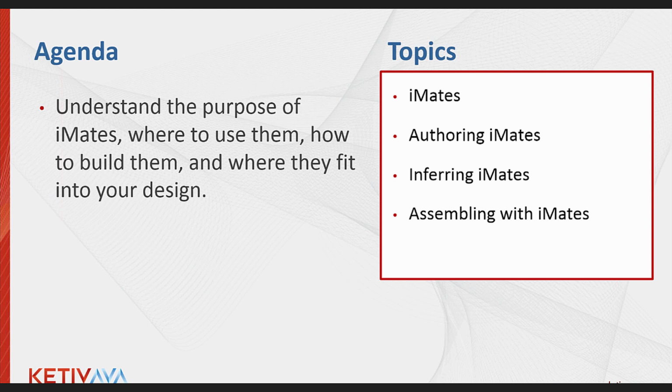Our topics are really iMates. We'll talk about exactly what iMates are, how to create them, and then inferring iMates. There's the ability to create them from existing constraints. Rather than just going into the model itself and creating it there, you can derive it from some intelligence, some constraints you already have in your models. And then how do we go about actually using iMates once we've created them, assembling with them, and what's the overall purpose behind doing that?